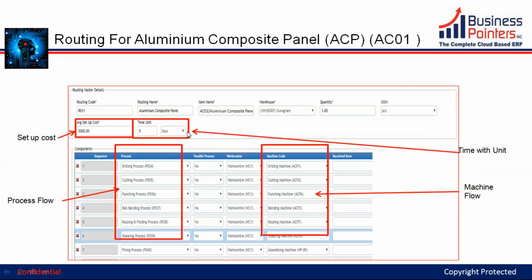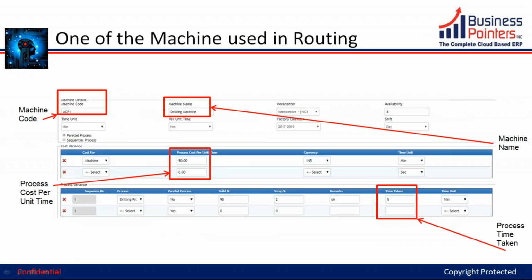So this is what a routing master would look like. This is the detailed view of a routing master. If you see over here, we have the routing name, the item name, the warehouse, the quantity that's produced, and here you can put in the average setup cost and the time required. If you see over here different processes, and if there is any parallel process, at which work center, that can be defined over here in the routing master, plus what are the machines required to perform those processes. This is what a routing master detail view looks like.